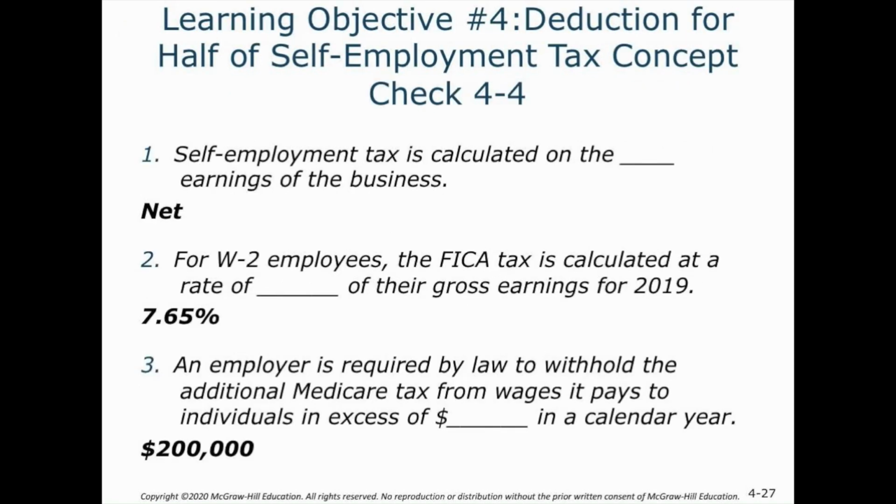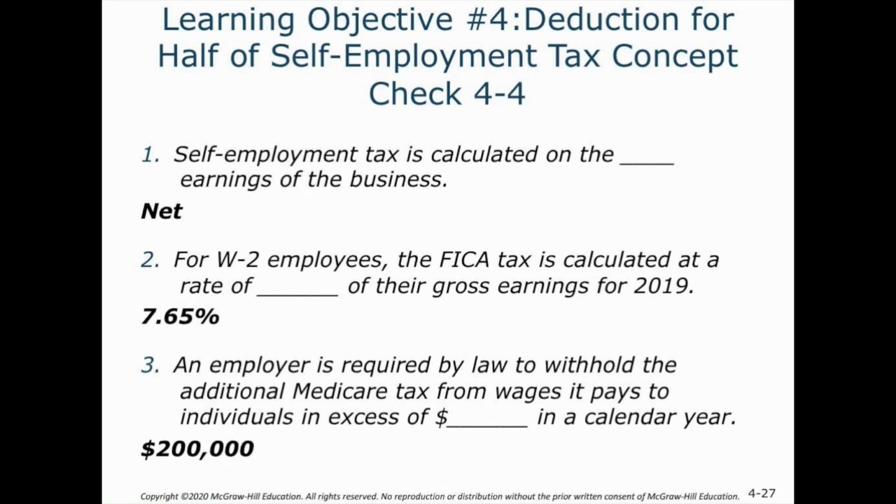Let's take a look at the concept check here. Concept check 1, self-employment tax is calculated on the blank earnings of the business. That's going to be net earnings. Concept check 2, for W-2 employees, the FICA tax is calculated at a rate of blank of their gross earnings for 2019. And here that's going to be 7.65%.